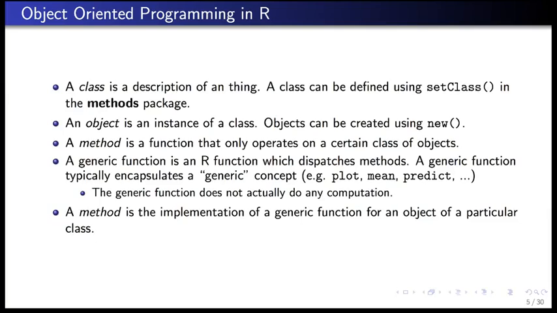The point of the generic function is that it doesn't actually do any computation. The generic function doesn't do anything. The only thing that a generic function does is it takes the data, figures out what class the data comes from, and then finds a method for that class and calls the method on that class of data. That's all the generic function does. So the generic function is kind of like a traffic cop. It sees data coming in and it matches it with the appropriate method. Finally, a method is basically an implementation of a generic function for an object of a particular class. So those are the basic concepts of the class and method system in R.